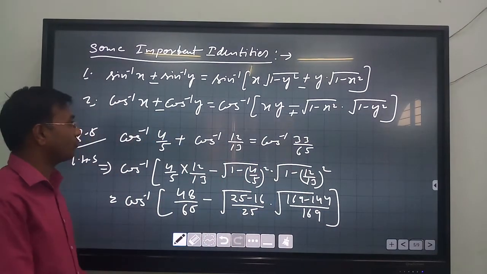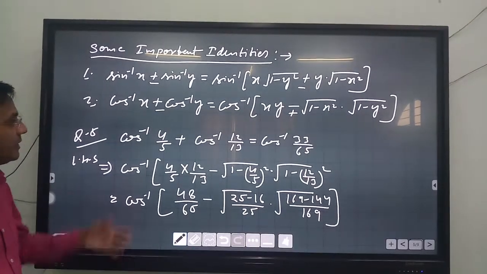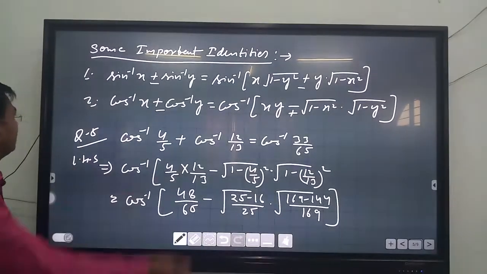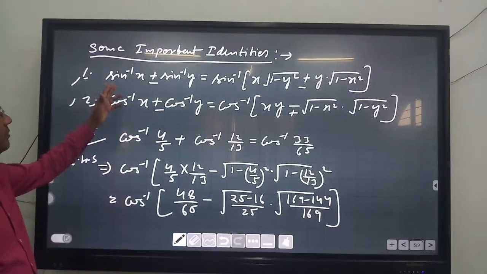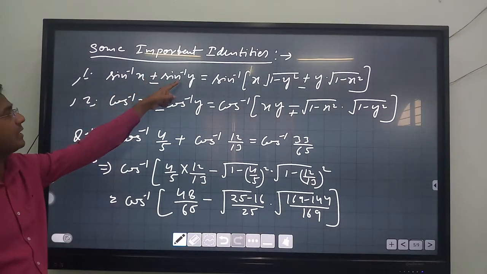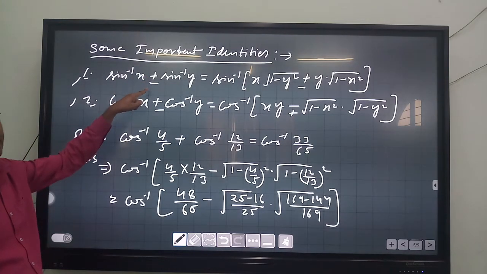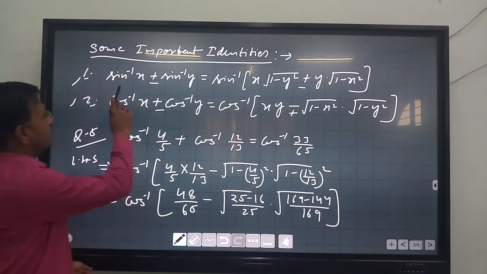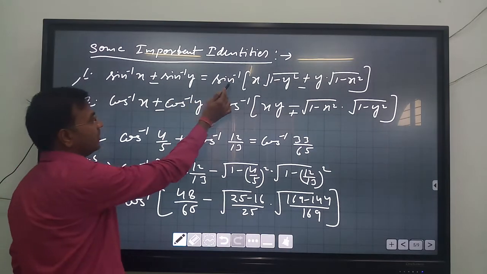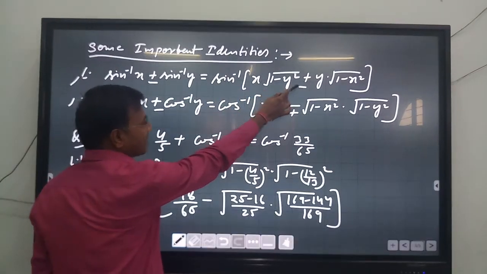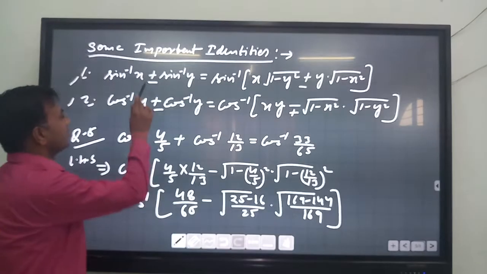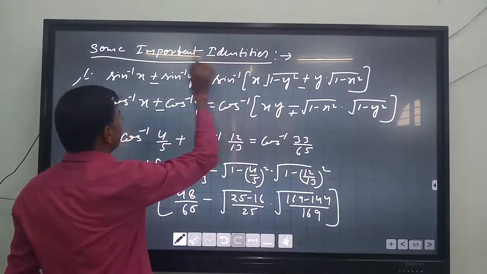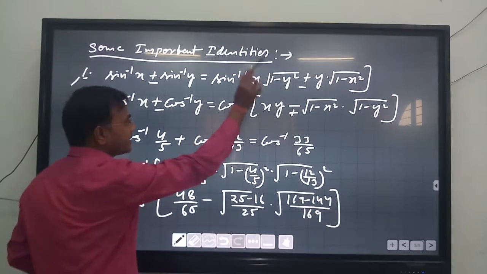Now see the next question. Before solving the next questions, there are some important identities. First and second: sin inverse x plus sin inverse y, and I have combined it also for the minus sign. Sin inverse x plus sin inverse y equals sin inverse of [x times under root of (1 minus y square) plus y times under root of (1 minus x square)]. If there is a plus sign, plus comes; if there is a minus sign, minus comes.